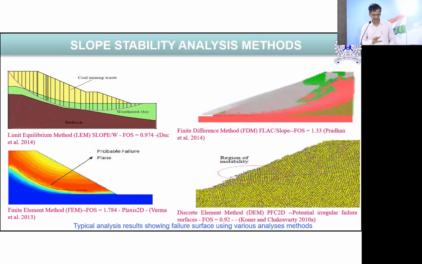Now suppose I am going for analysis. Here I am talking about a particular slope. Here you see slope W. Here I got a factor of safety of 0.97. Similarly, for one example, they did it with the limit-equilibrium method. Then there is the finite difference method, which is a numerical method. They also did some analysis and got a result. Yesterday we were talking about Plaxis. Plaxis can also do the analysis and find out the factor of safety.